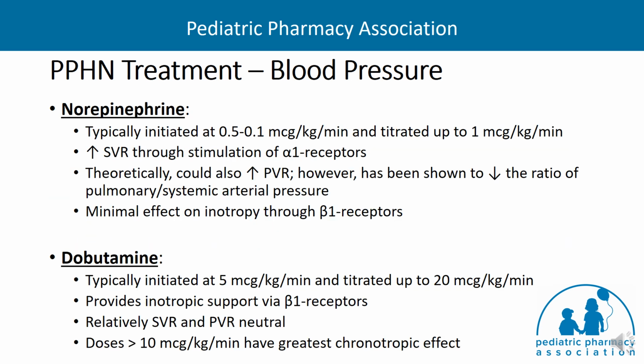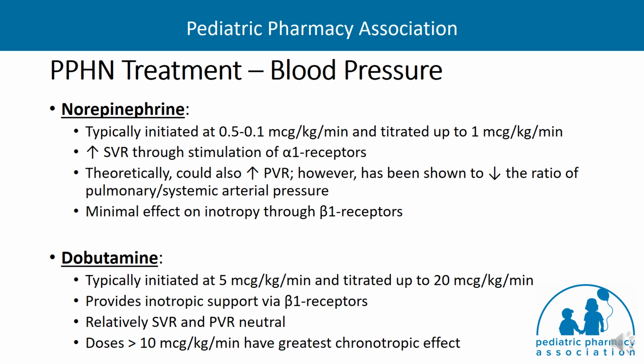The addition of norepinephrine may further increase systemic vascular resistance through stimulation of those alpha-1 receptors. It has pretty minimal effect on inotropy through beta-1, while vasoconstriction through, again, the stimulation of alpha-1 receptors may increase your pulmonary vascular resistance like we just discussed for dopamine and epinephrine. Clinically, there's actually evidence, surprisingly, to suggest that the ratio of pulmonary to systemic arterial pressure actually decreases following norepinephrine infusion, which would be ideal in newborns with PPHN.